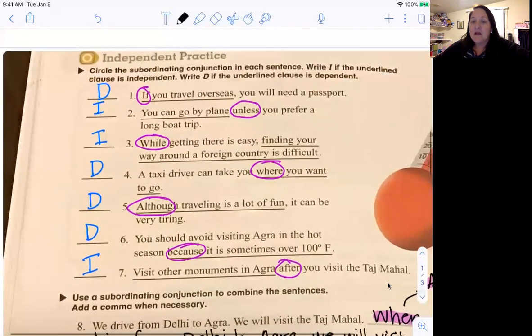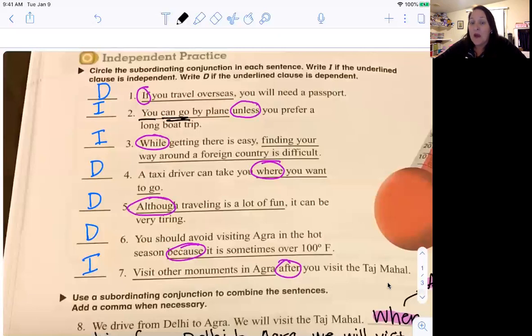Okay, so same directions as the last ones we did. Number 1, if you travel overseas, that clause is dependent because of the subordinating conjunction if. Okay. Number 2, you can go by plane. That one is independent because you have you and can go, and there's no subordinating conjunction in that sentence. There is, but it's not in the underlined part of the sentence. And the subordinating conjunction that you should have circled is unless. Okay. Number 3, we have finding your way around a foreign country is difficult. So does that stand as an independent clause? Yes, it does. And there is a subordinating conjunction in that sentence, but it's in the other part of the sentence, and it's the word while.